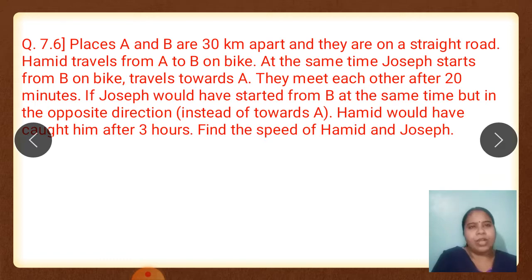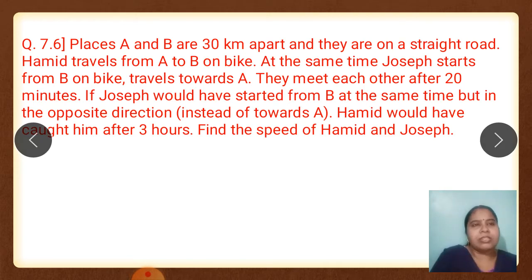If Joseph would have started from B at the same time, but in the opposite direction instead of towards A, that is, in the opposite direction, Hamid would have caught him after 3 hours. Find the speed of Hamid and Joseph. Okay, I've just read the question, a very lengthy one. I am going to the last part of this sum. What is it? Speed of Hamid and Joseph. Okay, I'll start my sum from here.